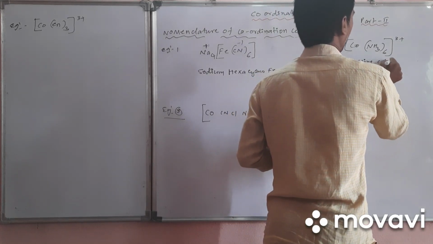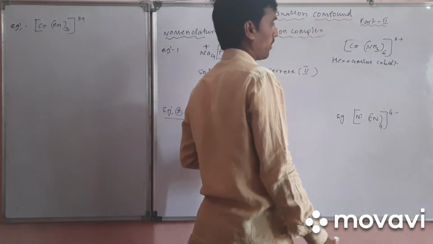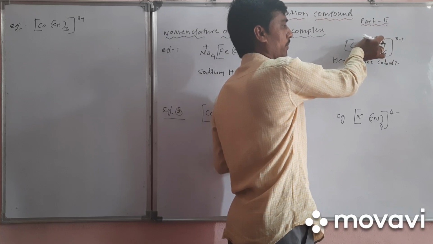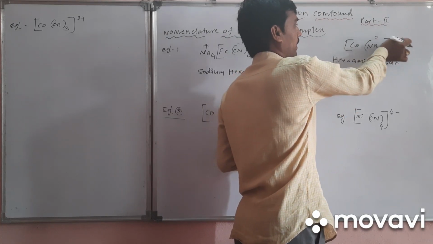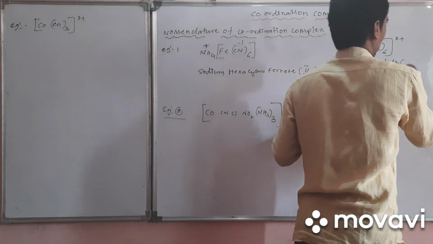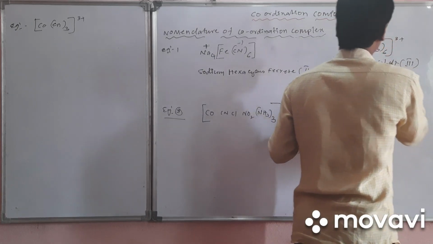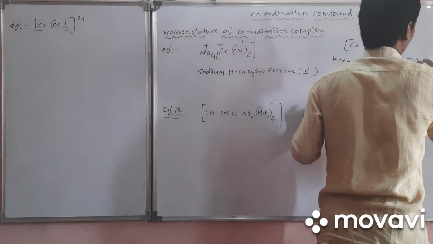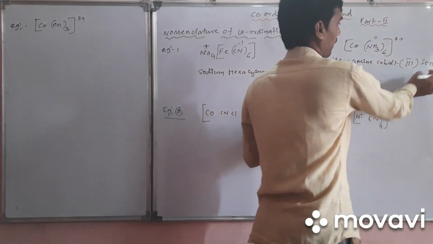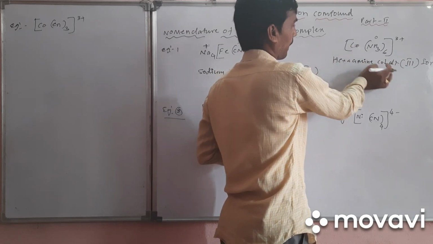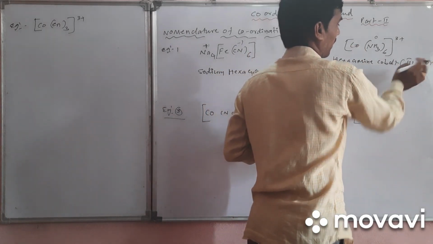Next cobalt: hexaamminecobalt. It is a neutral ligand, so we use 0. Next we go to the charge, which we write in brackets: cobalt 3. It has an ionic nature, so we write ion. The total name of this is hexaamminecobalt(III) ion complex.